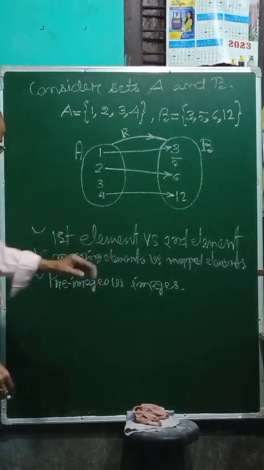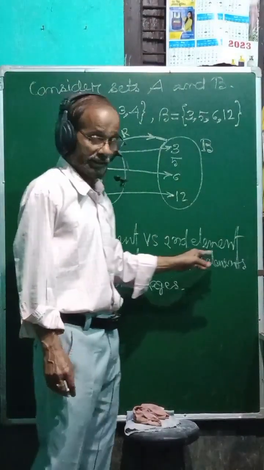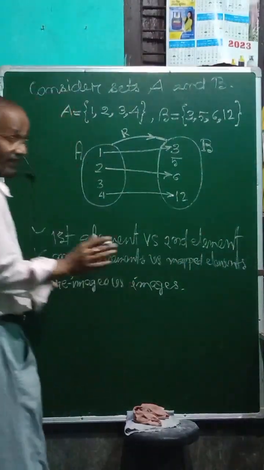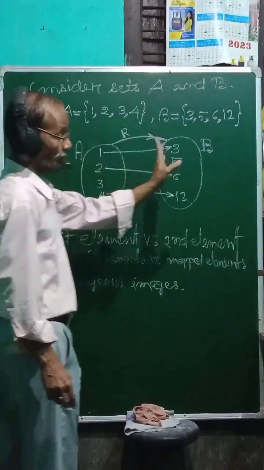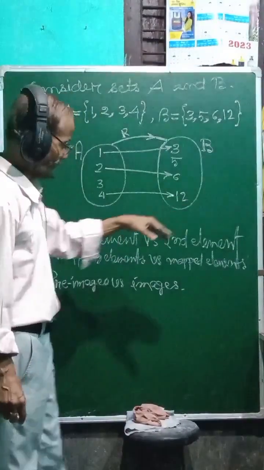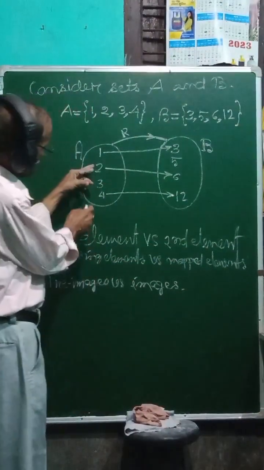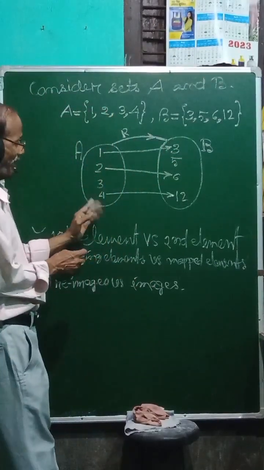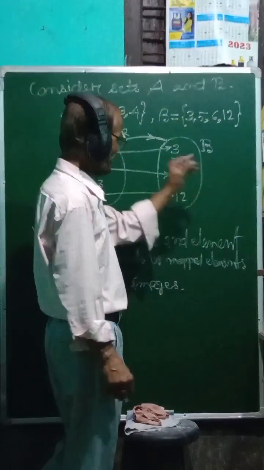Either first element and second element, or mapping elements and mapped elements, or pre-images and images. Let us understand them. First elements means all those elements which are connected to that set, and second elements are those which have been connected in the relation. And mapping elements versus mapped elements: those elements from which we are going to match are called mapping elements, and the elements which have been matched are called mapped elements.